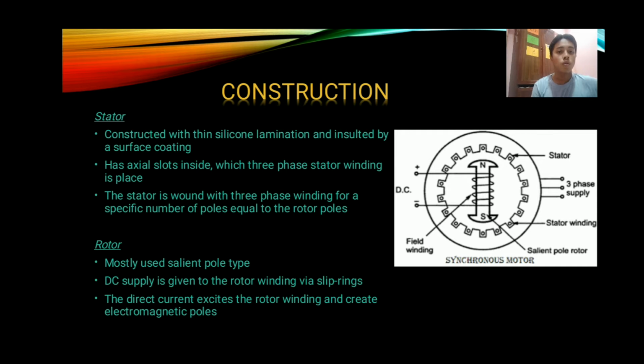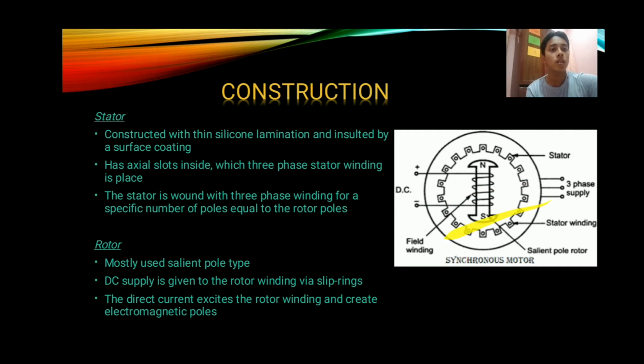And next is the rotor. The rotor is this part. Okay, you can see, the rotor is mostly a salient pole type. DC supply is given to the rotor windings via slip rings. The direct current excites the rotor winding and creates an electromagnetic field.